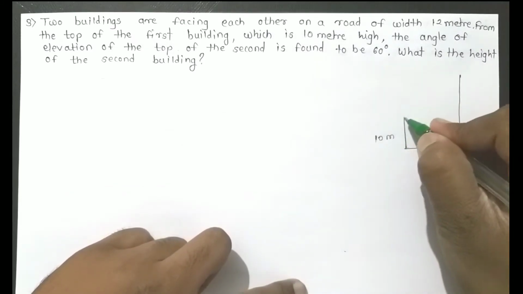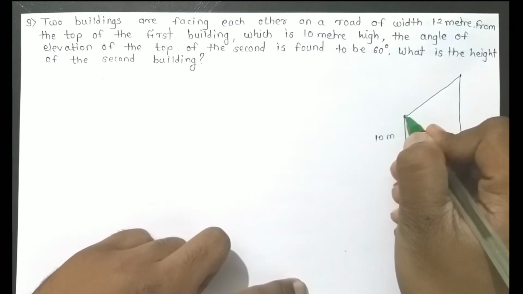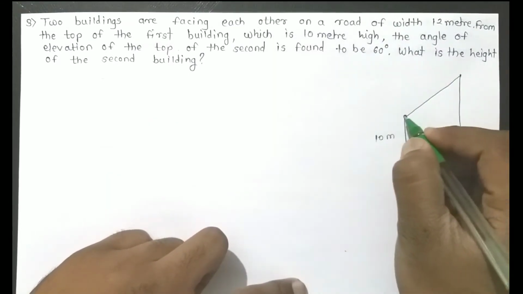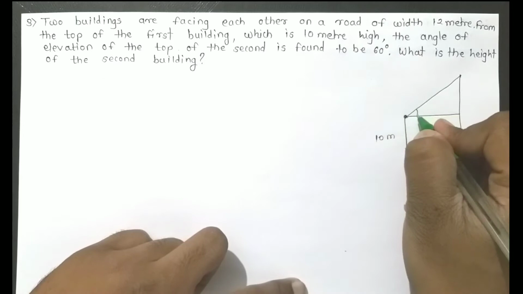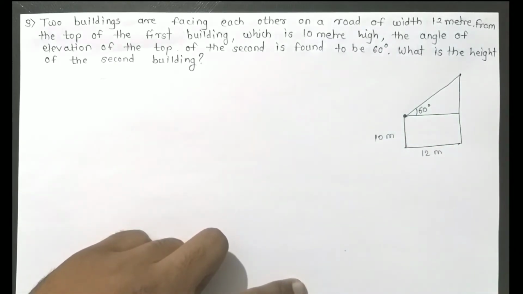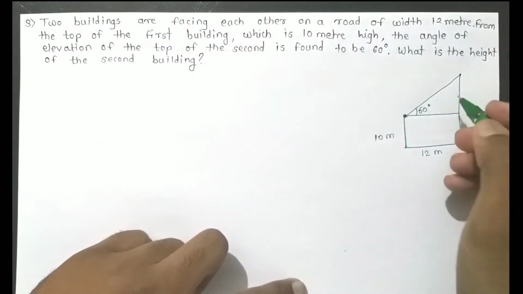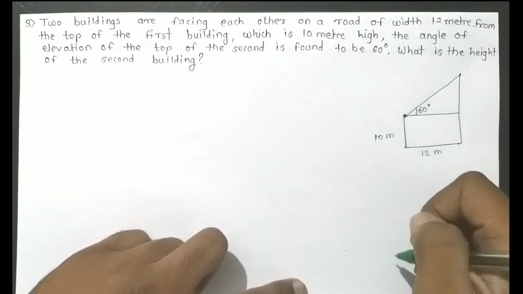This is the top of the one building and the angle of elevation is 60 degree. What is the height of the second building?